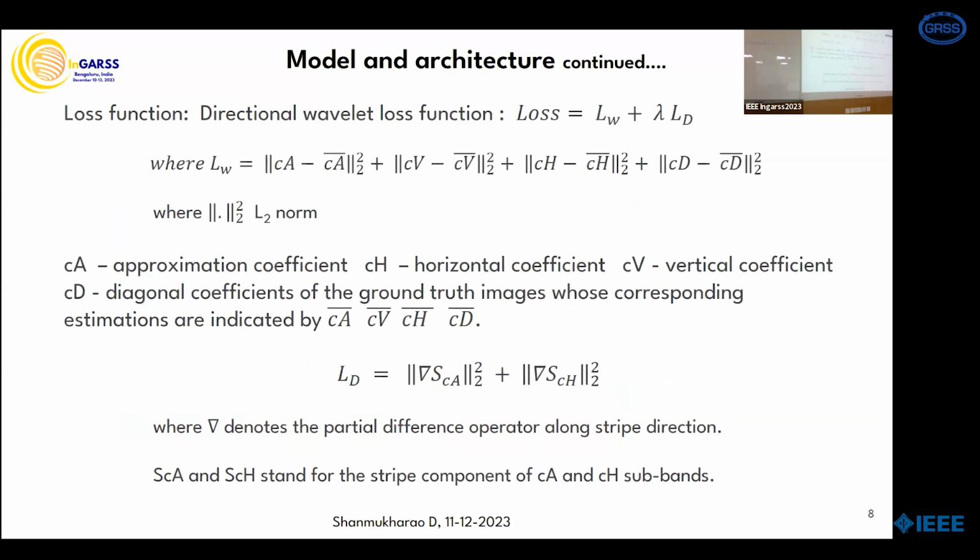This is the loss function which I have used. This is the directional wavelet loss function, which is the mean square error of each and every coefficient. When I go for approximation coefficients, this is the mean squared error of that one. Then I have added some regularization parameters for convergence. Here lambda is the regularization parameter, which I have taken for the approximation coefficient and the horizontal coefficient. The lambda value taken is 0.5.